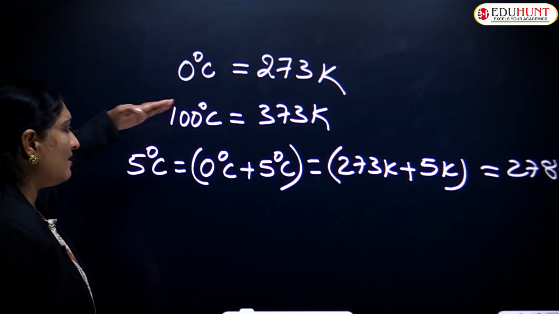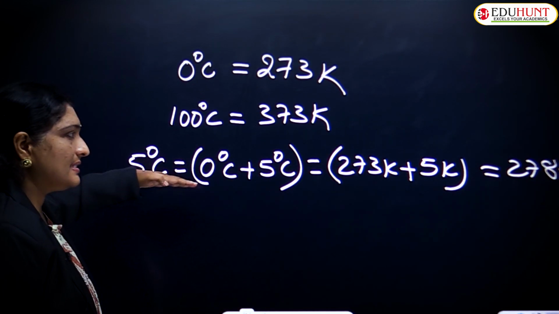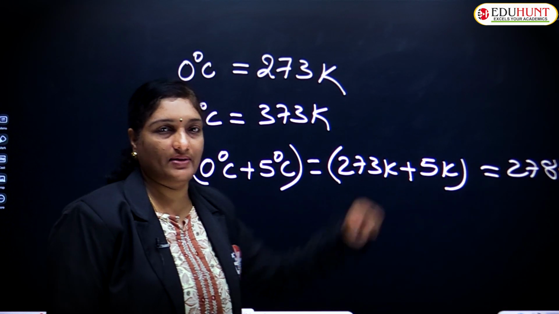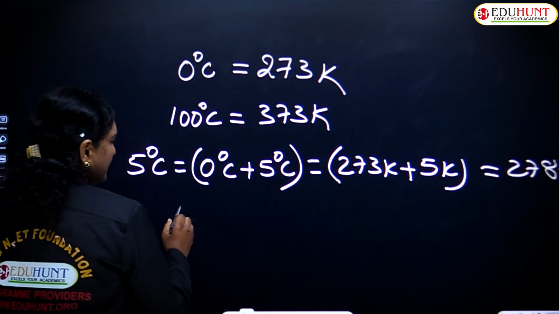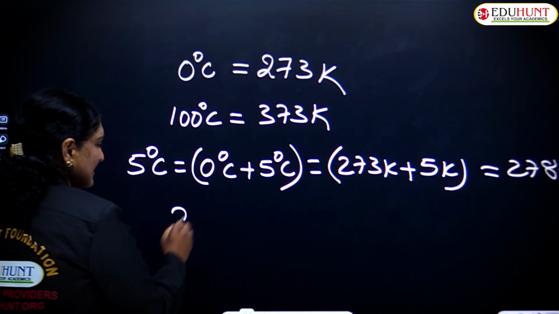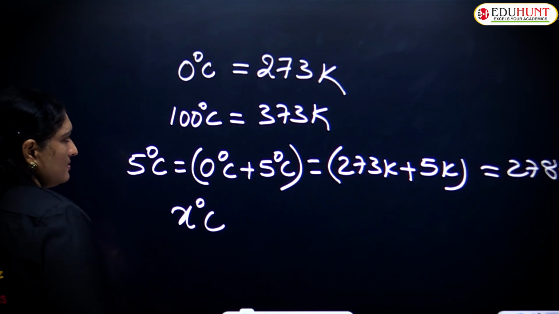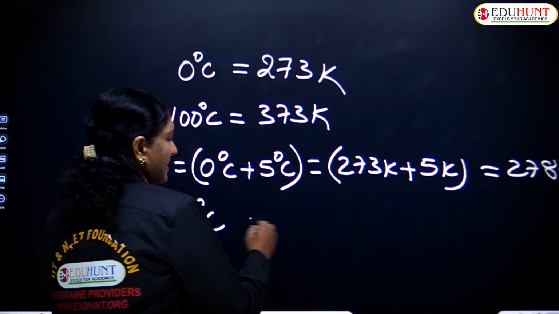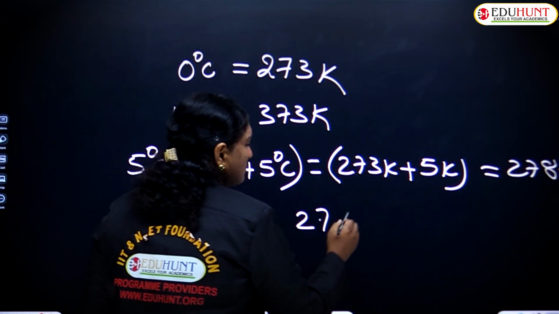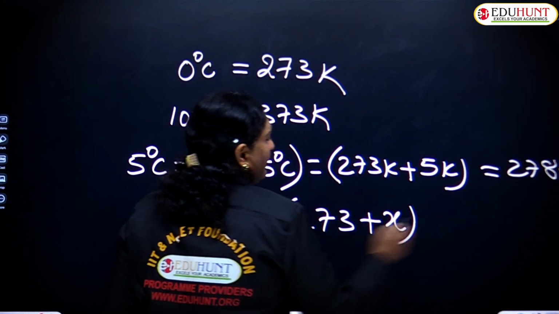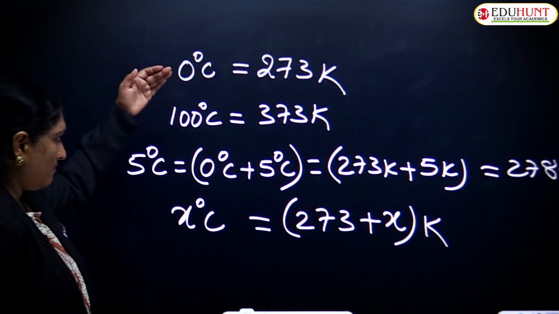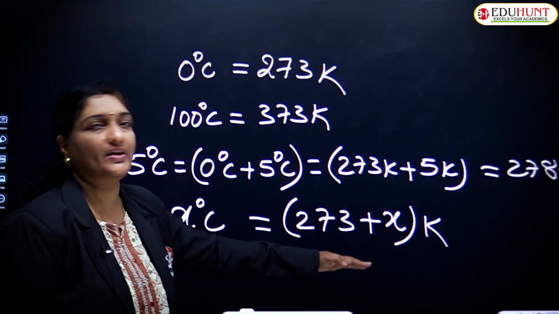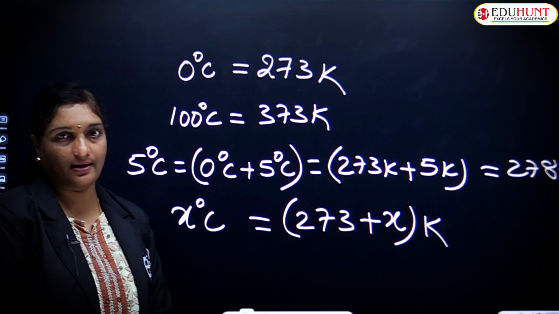That means every 1 degree rise on the Celsius scale will be equal to a 1 Kelvin rise on the Kelvin scale. Suppose on the Celsius scale you increase by x degrees Celsius. So 5 degrees means 273 plus 5. X degrees Celsius on the Celsius scale means on the Kelvin scale it must be equal to 273 plus x Kelvin. So whatever the increase in reading on the Celsius scale, the same amount of increase will be there on the Kelvin scale as well.